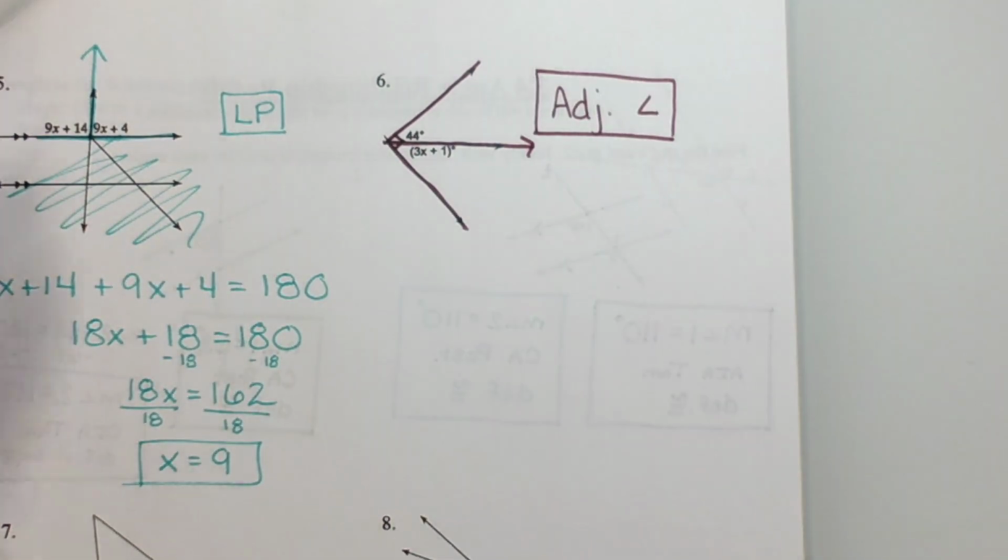Other times, adjacent angles, similar to what you saw in 3.1, they'll give you the picture.